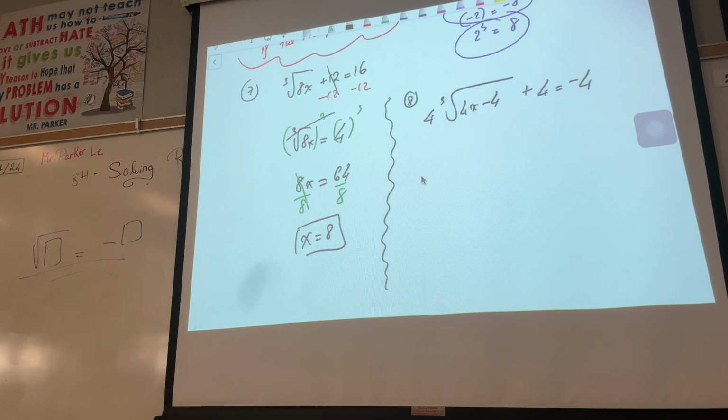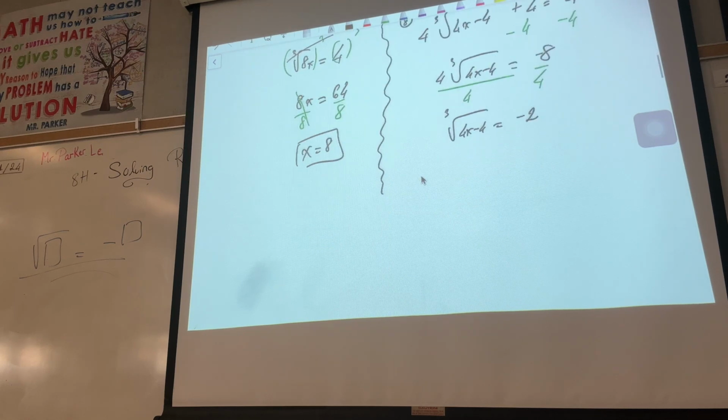Okay. Eduardo, go ahead. You subtract 4. Very good. So negative 8. And then divided by 4. Very good. So 4x minus 4 equal to negative 2. And then you cube it. Very good.